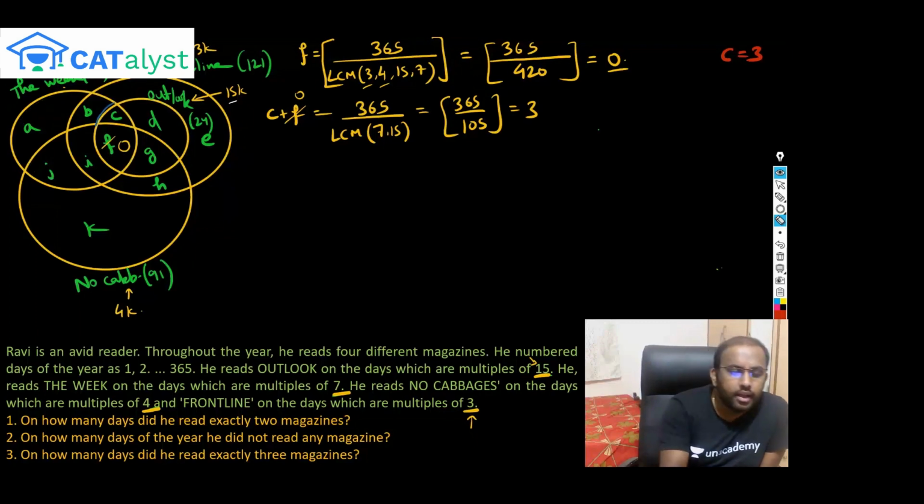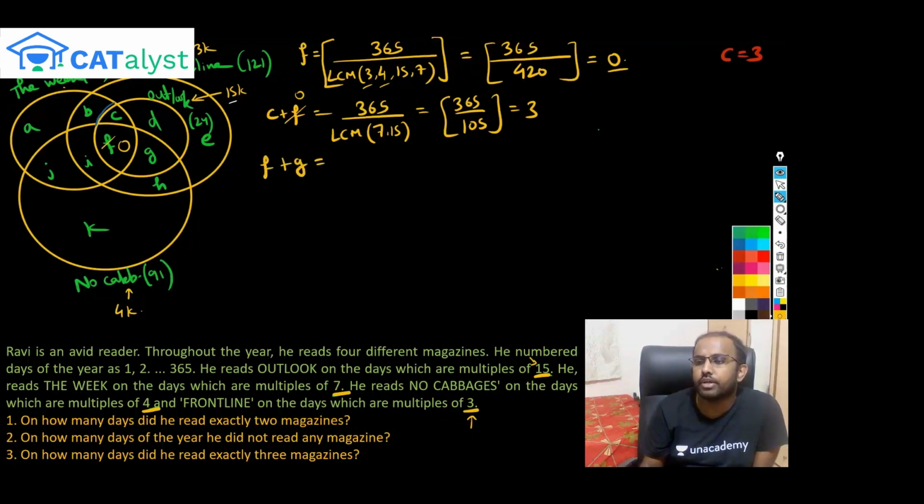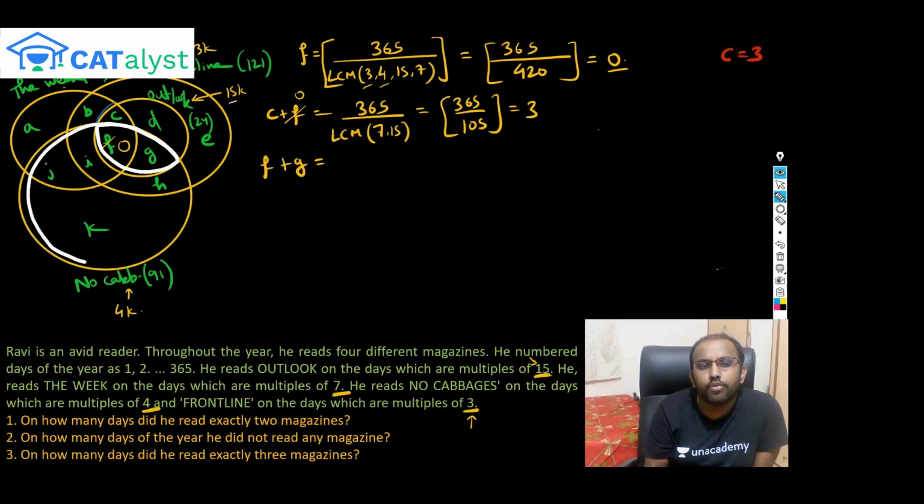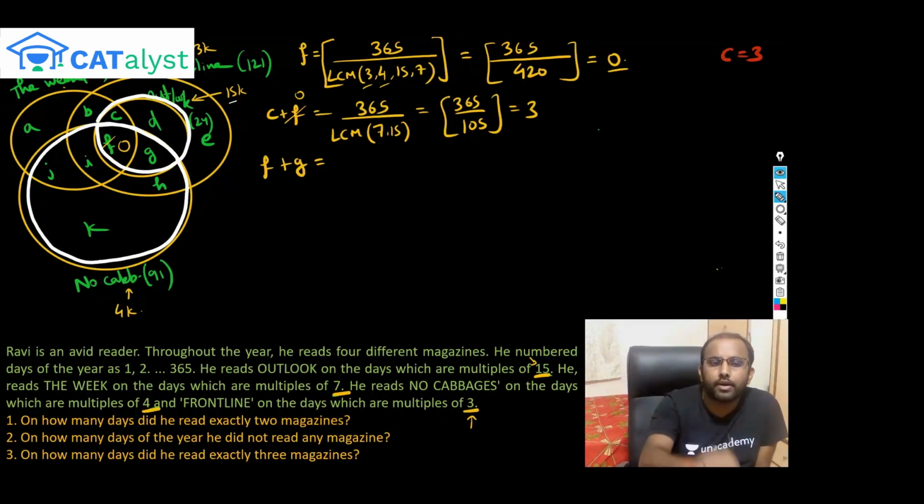Now, let's calculate the value of f plus g. I want to calculate all the values that are associated with f. If I want to calculate f plus g here, what is f plus g, guys? This is the region of f plus g, right? Always take the complete circle. This is part of this circle, and this is part of this circle. This is f plus g, part of outlook and part of no cabbages.